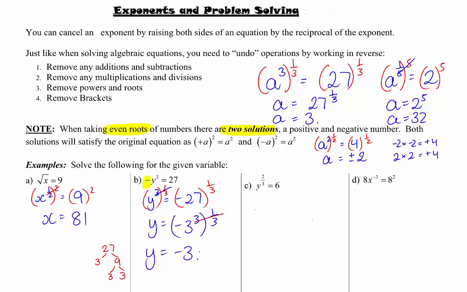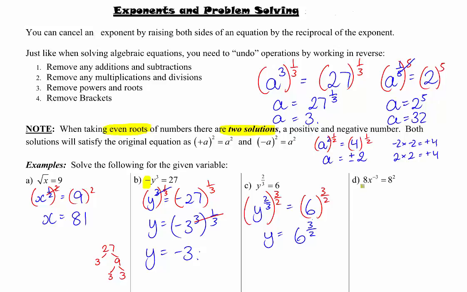Next, we have y to the 2 over 3 equals 6. So to get rid of that power of 2 over 3, I put it to the reciprocal, which is flipping it, 3 over 2. So y equals 6 to the 3 over 2. There's not much more I can do with that. You could split it up and say, okay, 6 to the power of 3 and it's the square root of that, but it'll be fine to leave your answer like that.